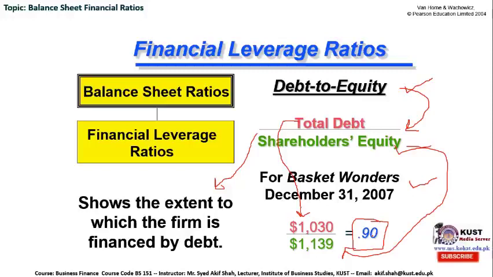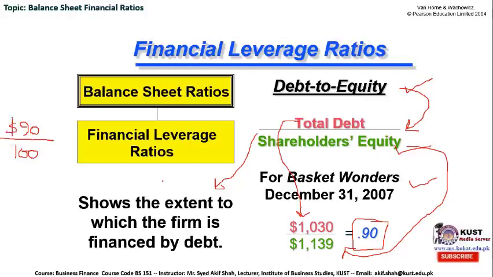Now what does it mean? It means that our total debt instruments are 90% of our shareholders' equity. Now let's explain it in another way. If the shareholder equity, or the amount financed from the equity portion, is $100, then the company has financed the rest with the help of debt instruments in the amount of $90.